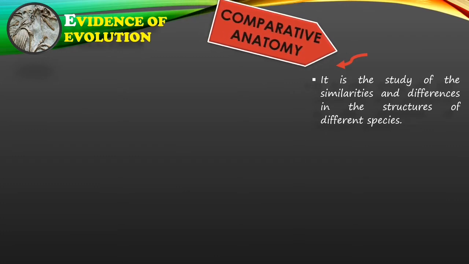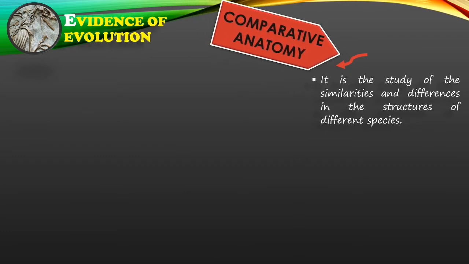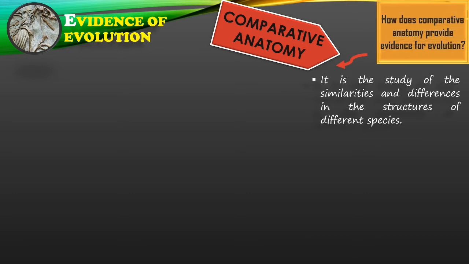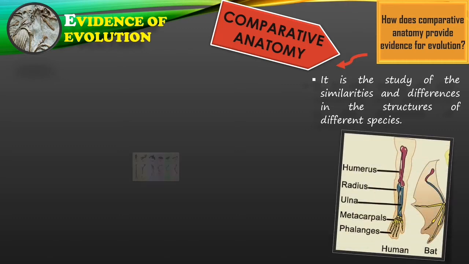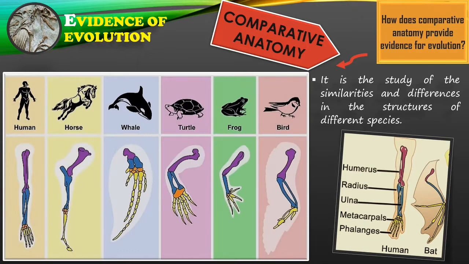Another evidence of evolution is comparative anatomy. It refers to similar body parts, which may be homologies or analogies. But how does comparative anatomy provide evidence for evolution? Many groups of species share the same types of body structures because they inherited them from a common ancestor.